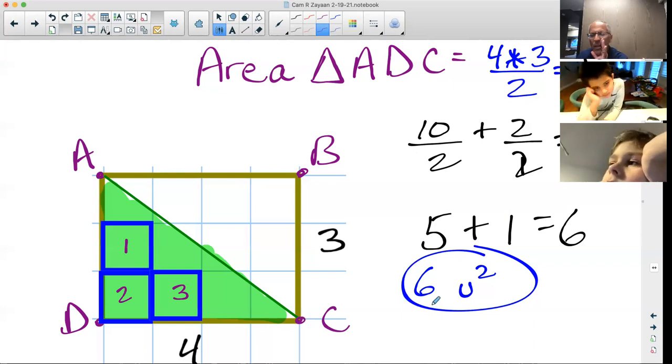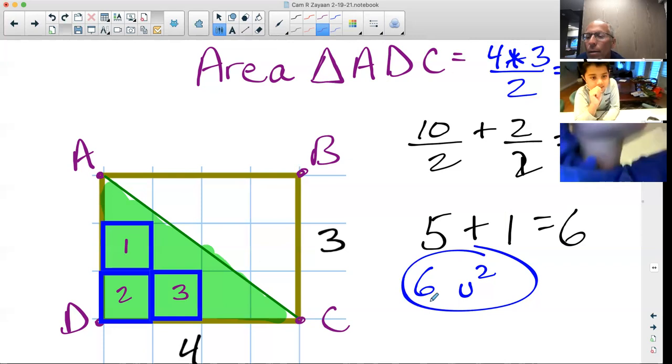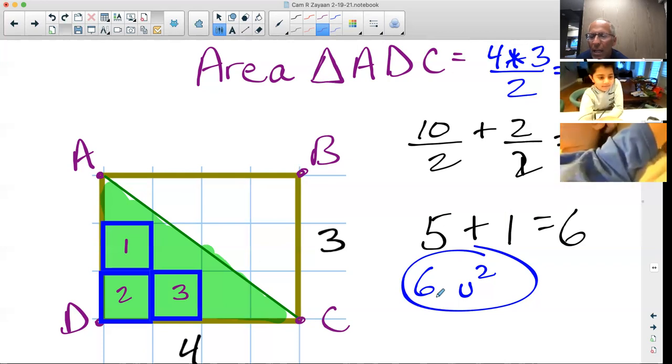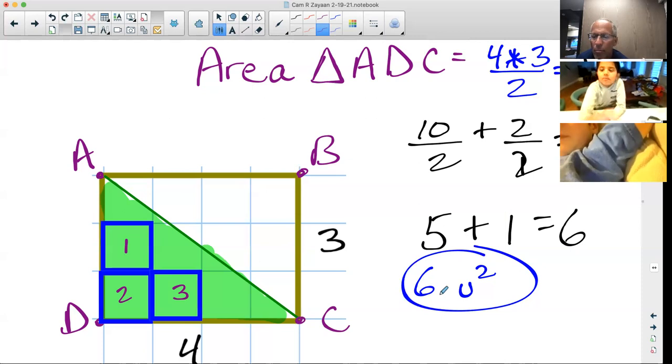Cam, are you thinking about this? I think, no, that's not big enough. Nope. So the answer, guys, is this. Cam, are you listening, buddy? Because all I see is your underarm.